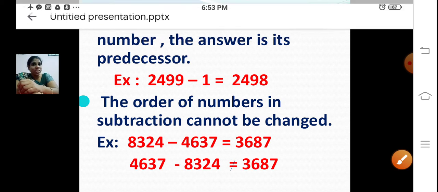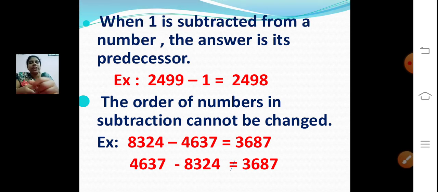Now, in addition, we can change the order, right? 3 plus 4 and 4 plus 3. 3 plus 4 is also 7 and 4 plus 3 is also 7, right? And here you cannot change the order. The order of numbers in subtraction cannot be changed.